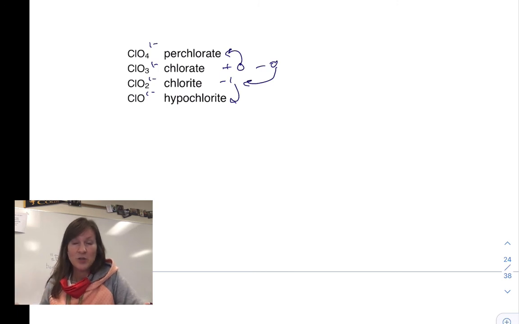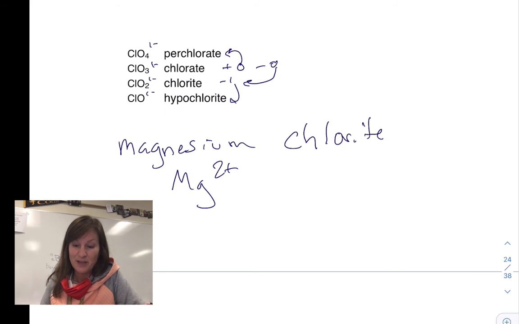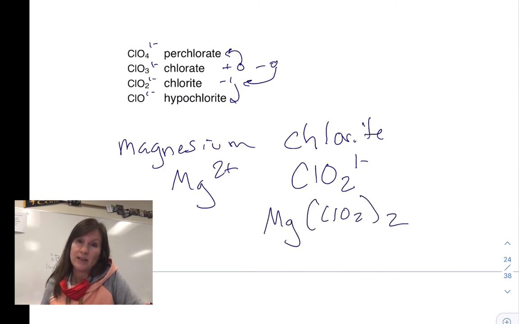Okay. Using these, you would use them the same as you would use any ion. So if I was trying to name something or write a formula for something called magnesium chlorite, magnesium's always Mg with a +2 charge based on the periodic table. Chlorate is ClO3, so chlorite is ClO2 with a -1. Based on canceling their charges, I see I need 2 chlorites to make this work. And you put a parentheses around it to show that that whole thing is happening twice. Okay.